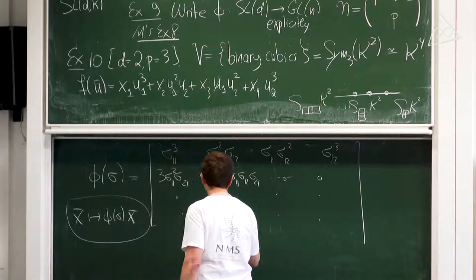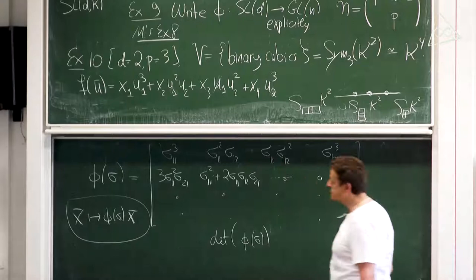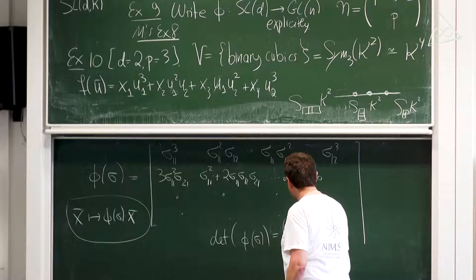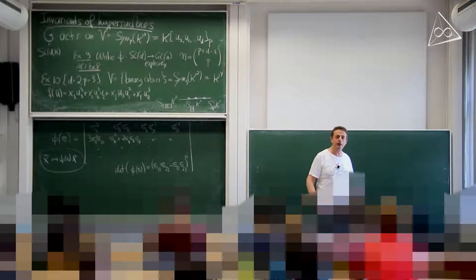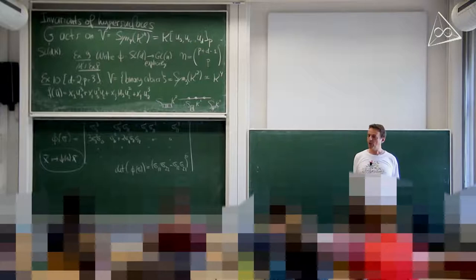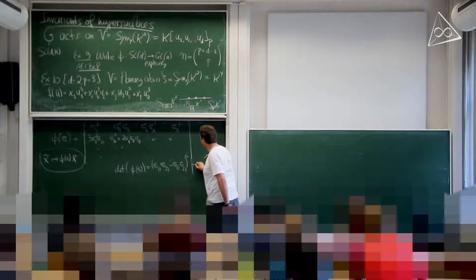Now the determinant of this big matrix, well, each entry is cubic. It's a 4x4 matrix. So this is a polynomial of degree 12. And it's (sigma 1,1 sigma 2,2 minus sigma 1,2 sigma 2,1) to the sixth power. Right, so the determinant of the represented matrix is a character of our abstract group. On the general linear group, this would be the sixth power of the determinant. On the special linear group, this matrix has determinant 1.